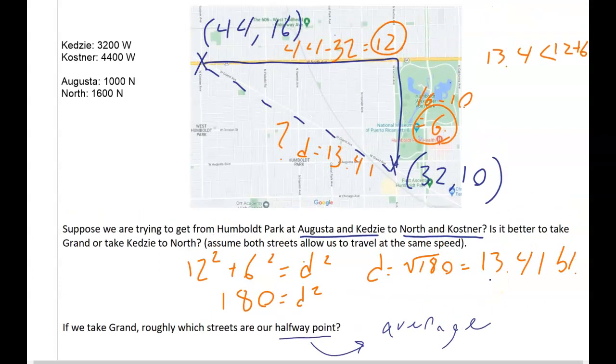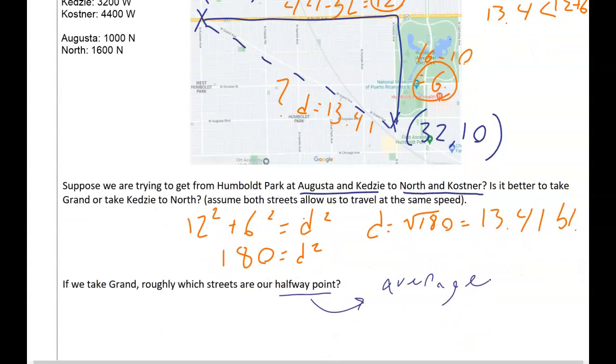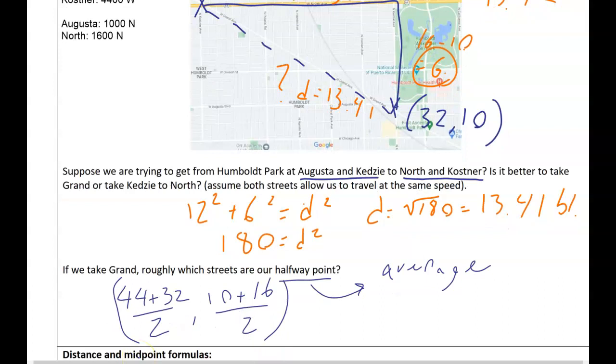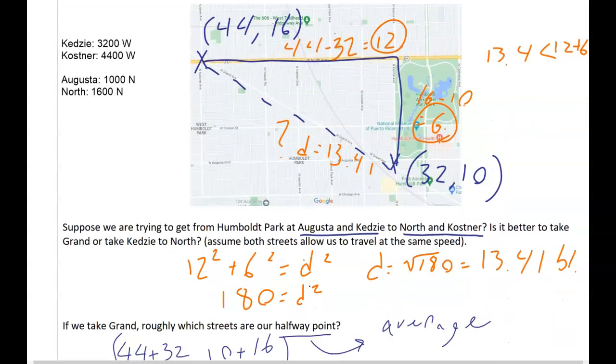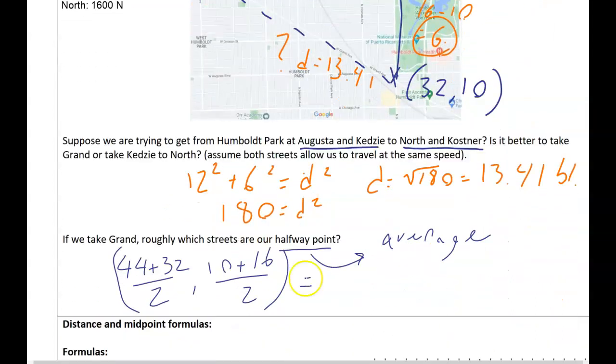So what I can do is I can say, okay, my halfway point is going to be (44 + 32) over 2, comma, (10 + 16) over 2. So what I did is I just added my x coordinates, added my y coordinates together, and divided them both by 2. And what we get here is 38 when we do that math for my x coordinate, and then 13.